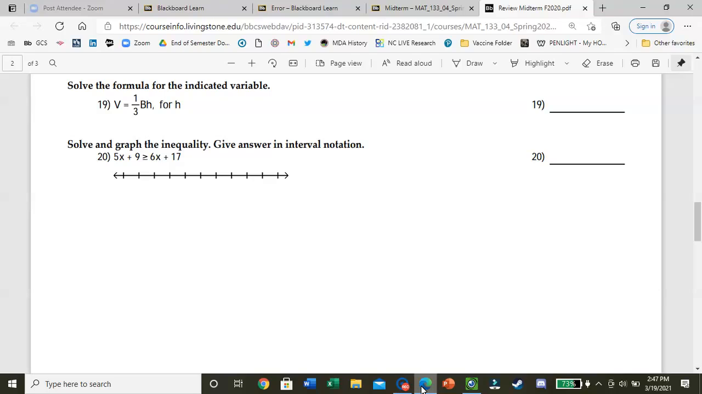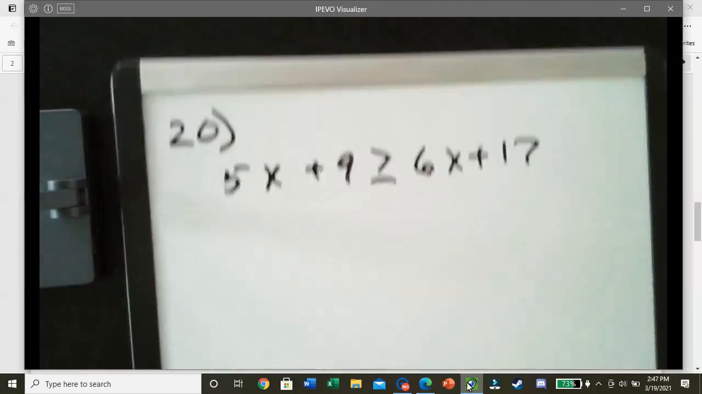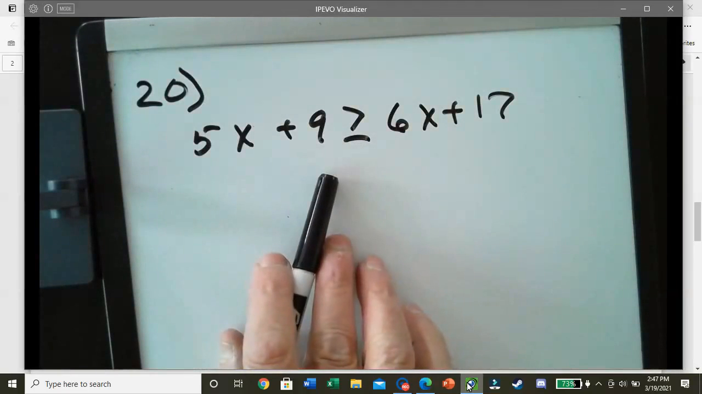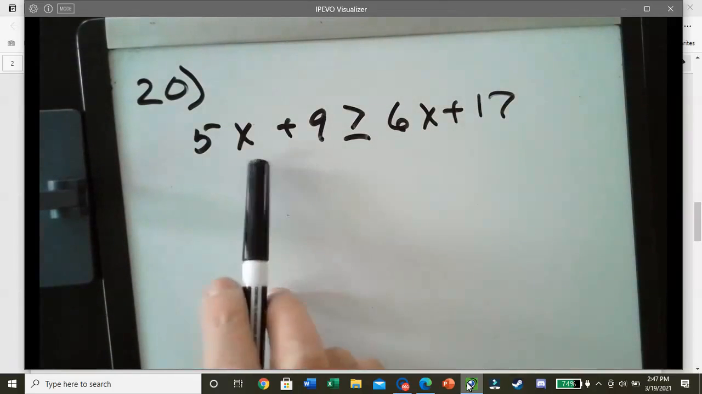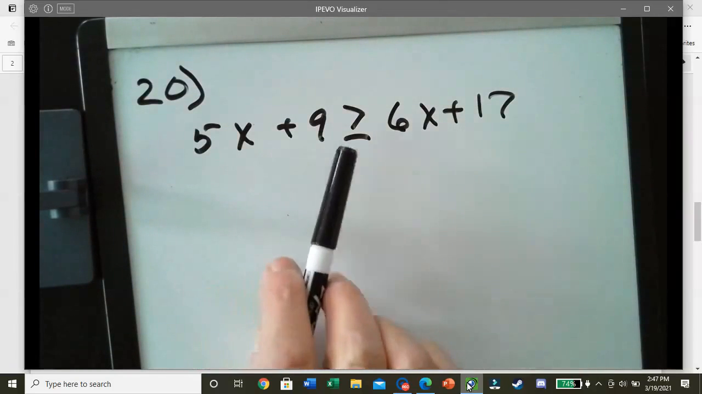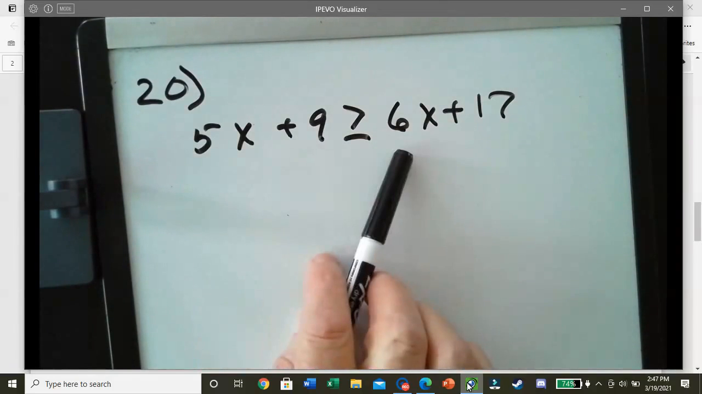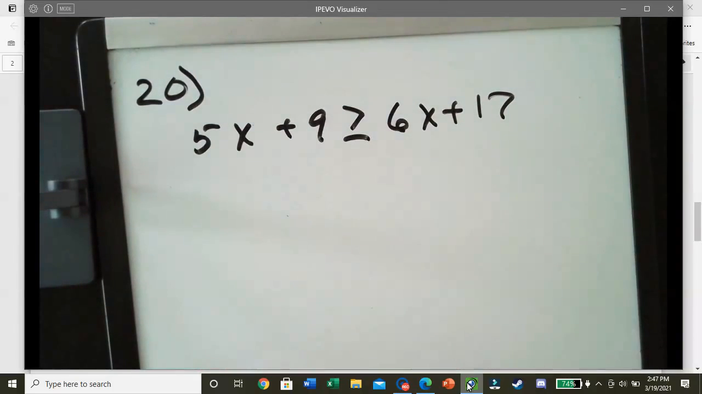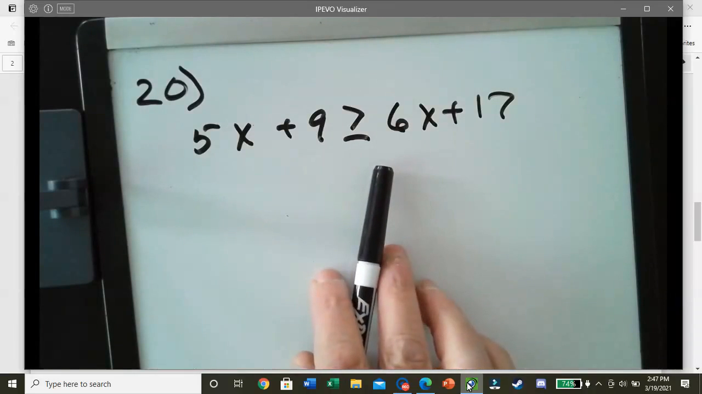Okay, 20. We've got 5x plus 9 greater than or equal to 6x plus 17. Basically we're doing the same thing as if we had an equal sign. We want to combine the x's. So what do we do? You tell me what we're going to do.